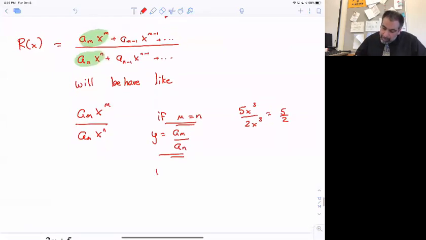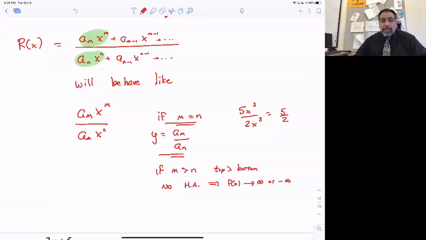If m is greater than n, in other words, the top is greater than the bottom, that means you're not going to have a horizontal asymptote. So no horizontal asymptote, because your function is going to go to either infinity or negative infinity. So that's that situation where we're going to be pointing to one of the corners. So again, that's if the top is greater than the bottom.